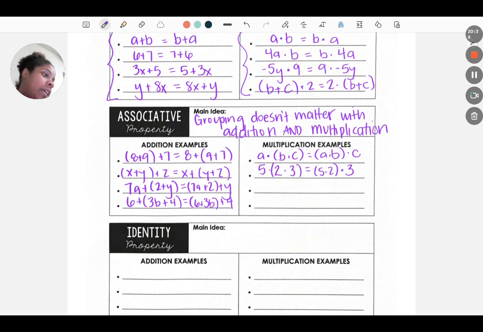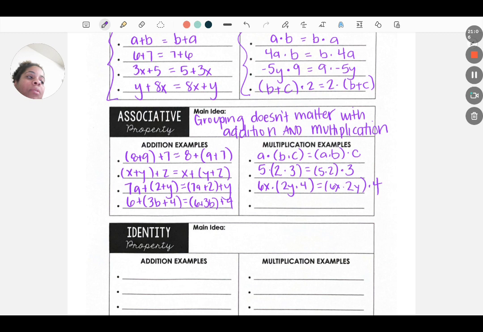Okay, so then let's try another one. Let's do 6x times, I don't know, 2y times, I don't know, 4, is the same as grouping 6x times 2y, times 4. All right, we're still going to get to the same destination.